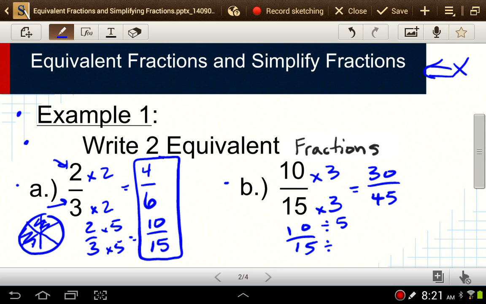So I can divide them both by the same number. And that's going to give me 2/3. So those are equivalent. Okay, so when you are finding equivalent fractions, you can either multiply the numerator and denominator by the same number, or you can divide the numerator and denominator by the same number.